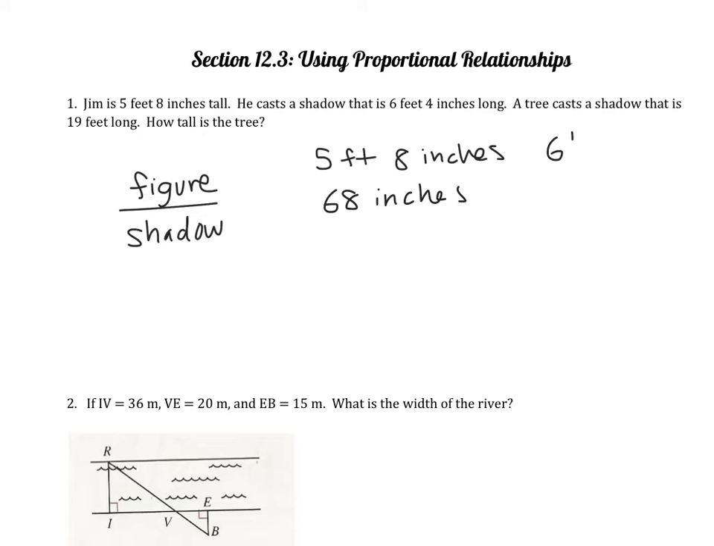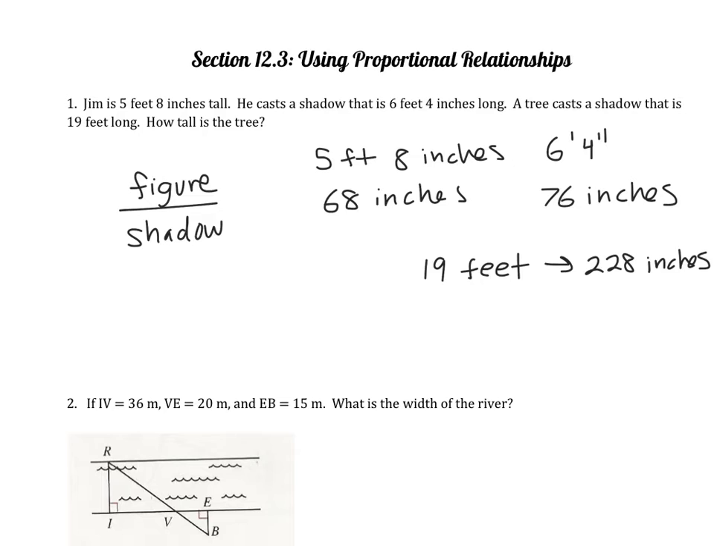And then for 6'4", again, this is a different way of writing feet, and this is a different way of writing inches. So if we convert this into inches, we have 72 inches plus 4 is 76 inches. The last thing we're going to want to convert would be the length of the tree shadow, which is currently in feet. So 19 feet, if you multiply that by 12, it gives us 228 inches. So now everything will have the same units.